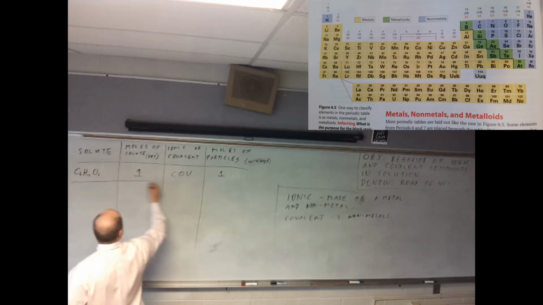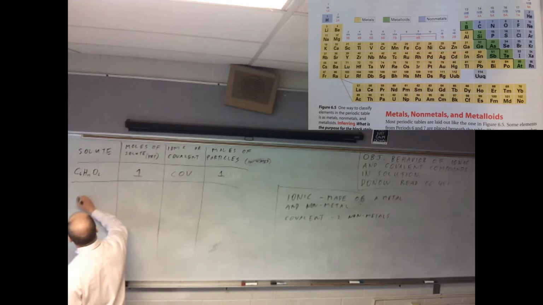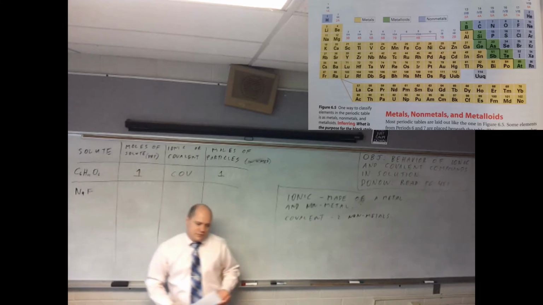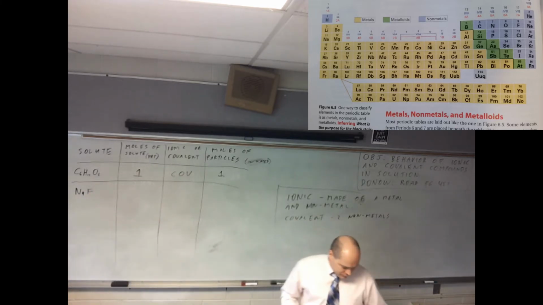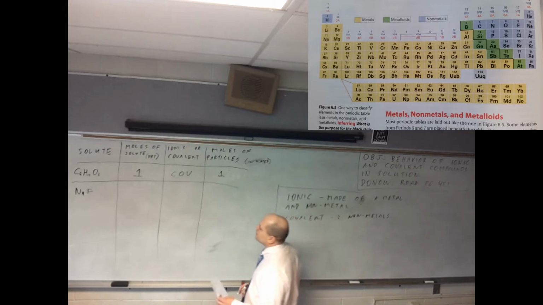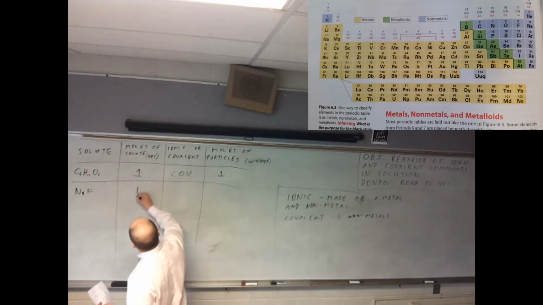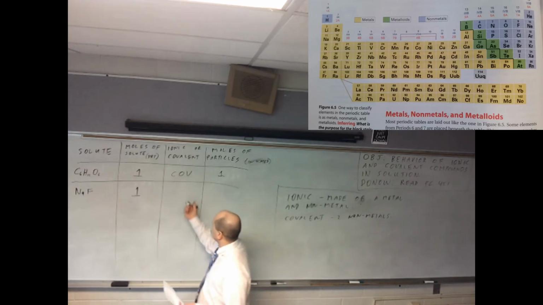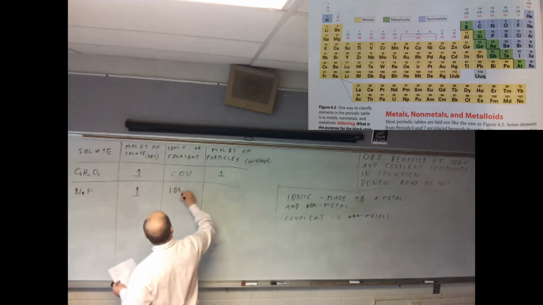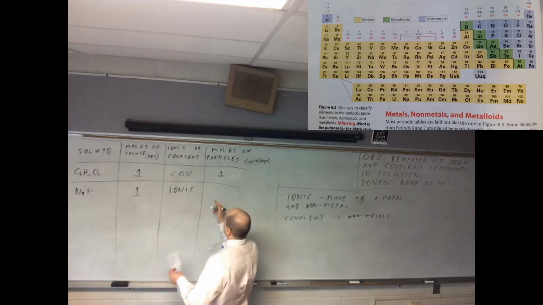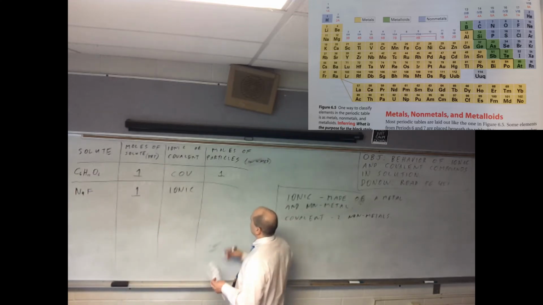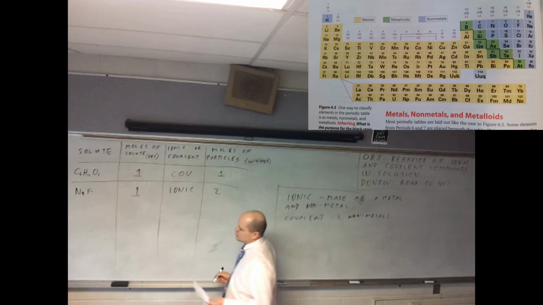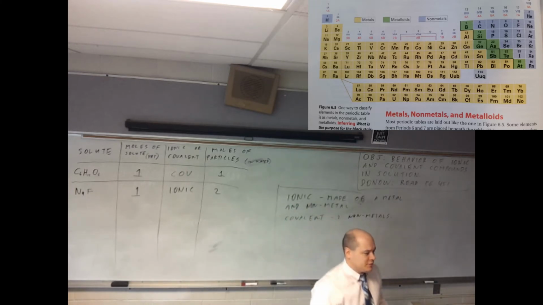Now let's say I had something like sodium fluoride. It's in mouthwash, things like that. Let's say I have a mole of this. It's ionic, right? Sodium's a metal, fluorine's a non-metal. If I mix that into water, I get 2 moles of ions: 1 mole of sodium and 1 mole of fluoride ions, so that's 2.